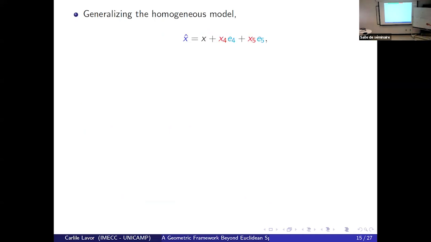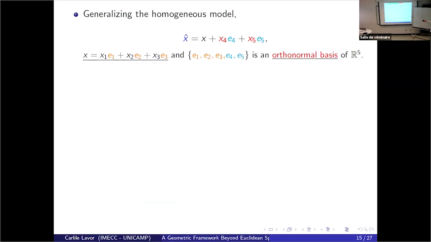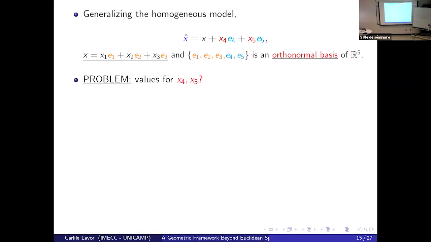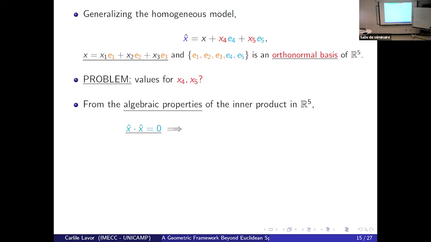In order to do this, since we are trying to generalize the homogeneous model, we have the fourth dimension associated to the homogeneity, and we have the actual dimension. What is here? This is a point of the 3D space represented using the orthogonal basis, and we assume that this new basis is an orthonormal basis of R5. We assume this, okay? And the problem is, what are the values, X4 and X5? I told you, I only remove the positivity. The algebraic properties are the same.